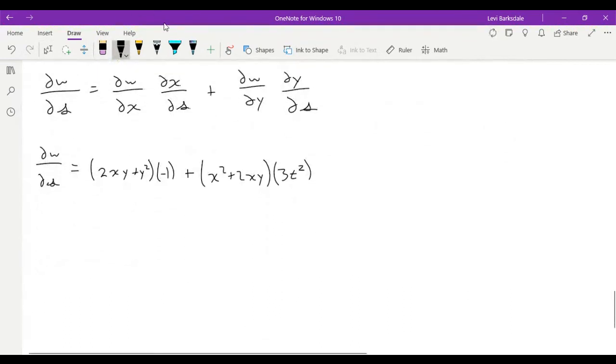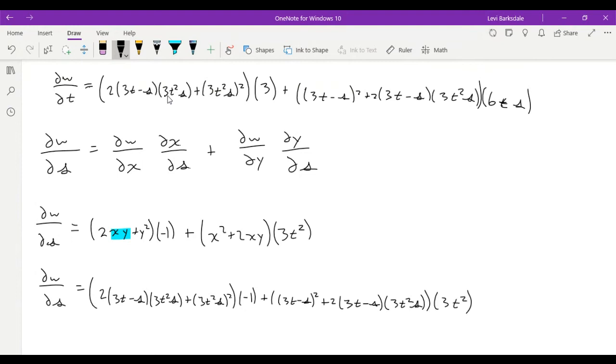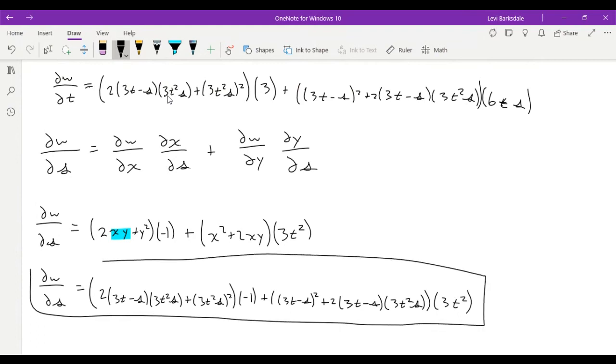Once again, we now have these x's and y's in our answer. We don't want that. You need to substitute out. So we get 2 times 3t minus s times 3t squared s, plus 3t squared s squared, times -1, plus 3t minus s squared plus 2 times 3t minus s times 3t squared s, all times 3t squared. And that would be our derivative of w with respect to s.